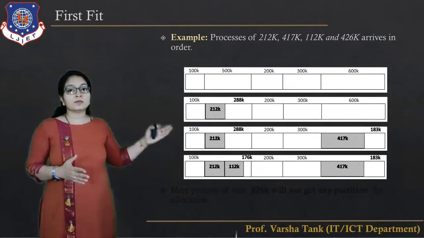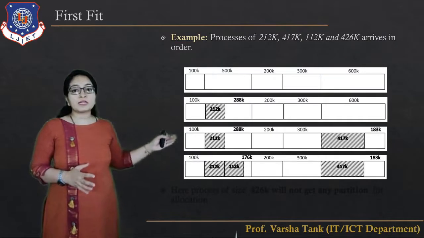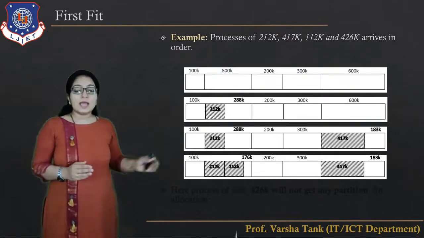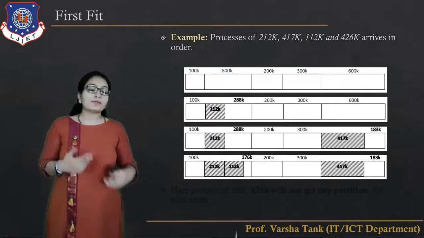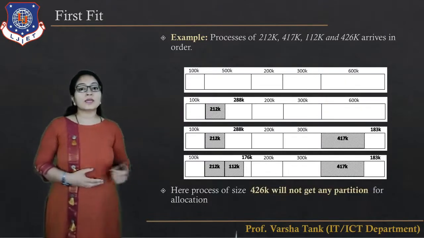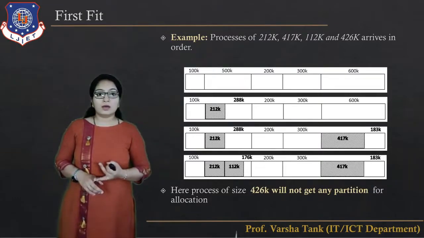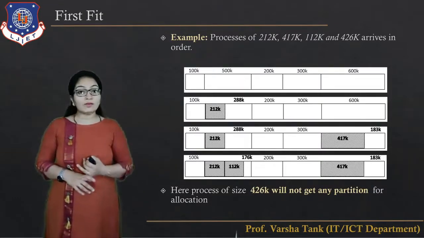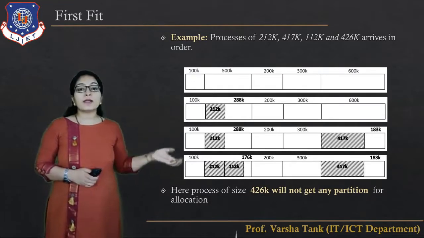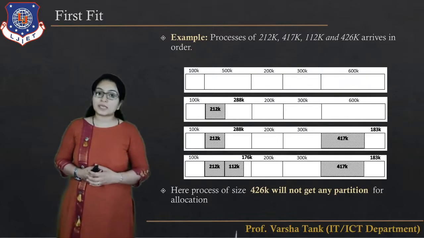Again, the process where the CPU will start searching from the first. So first it will start searching, and whenever a big enough hole is there, it will allocate the process to that hole. Here the process of size 426 will not get any partition. Why? Because there is no partition big enough that can hold the 426K process.